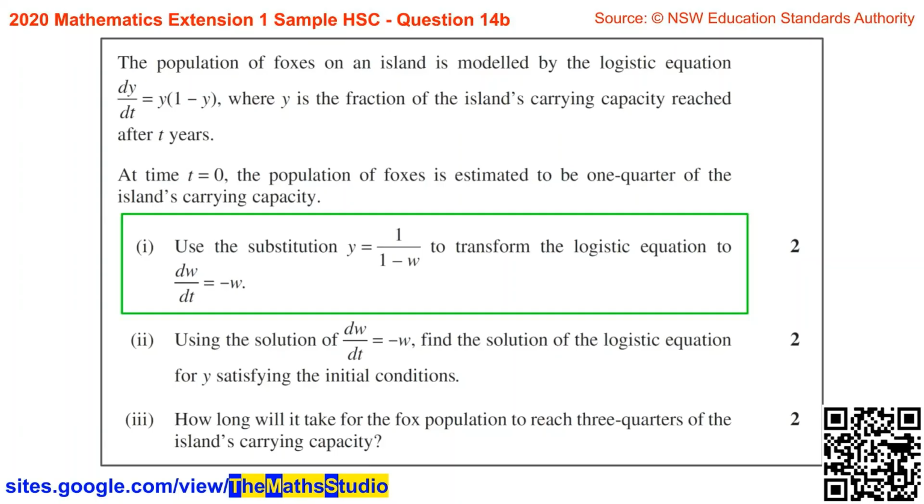Question 14b. The population of foxes on an island is modelled by the logistic equation dy/dt equals y times (1 minus y), where y is the fraction of the island's carrying capacity reached after t years. At time t equals 0, the population of foxes is estimated to be 1/4 of the island's carrying capacity.